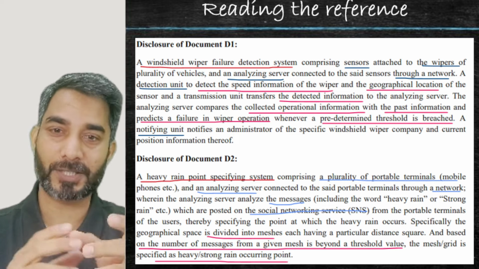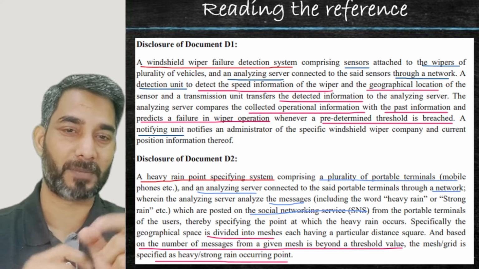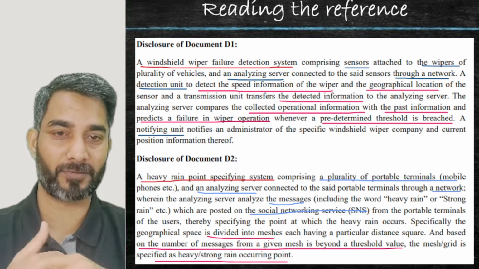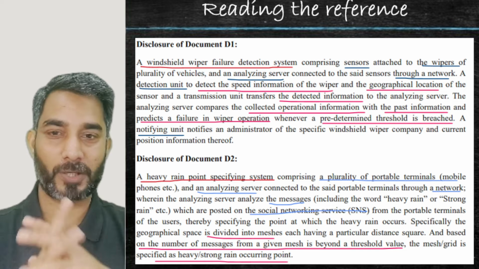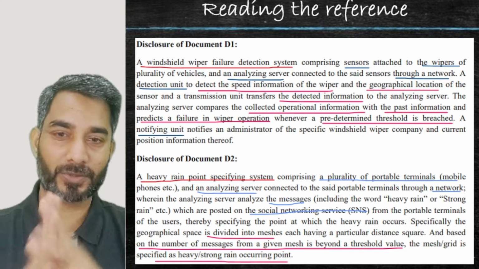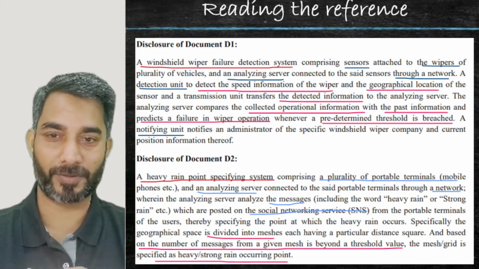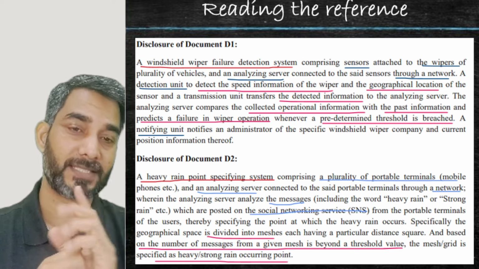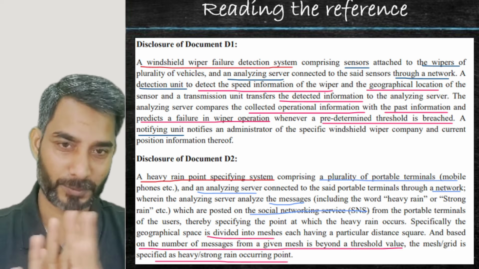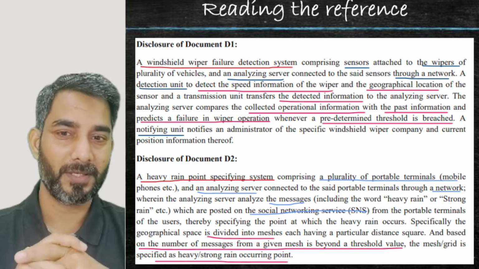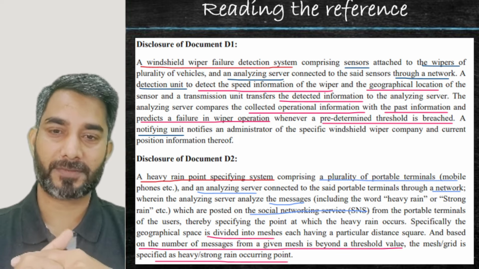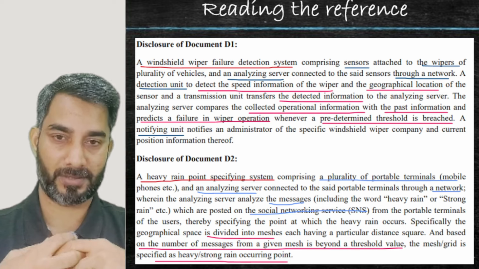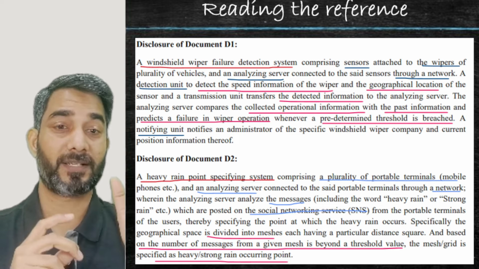Now there is a detection unit to detect the speed information of the wiper. We also had a sensor which was detecting the speed information of the wiper and geographical location of the sensor. So this is also there, all common so far. Now a transmission unit transfers the detected information to the analyzing server. Okay, so far everything is same. The analyzing server compares the collected operational information with the past information. Okay, so this is written past information.